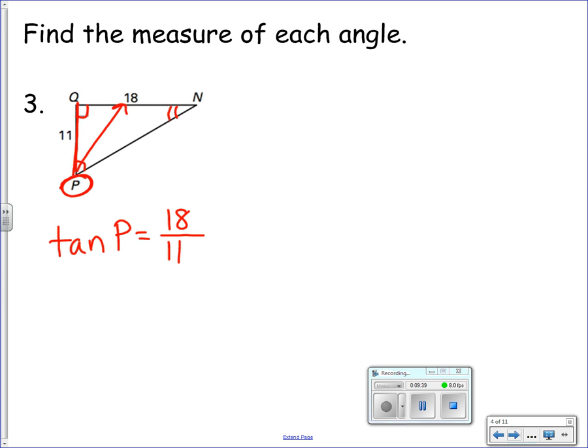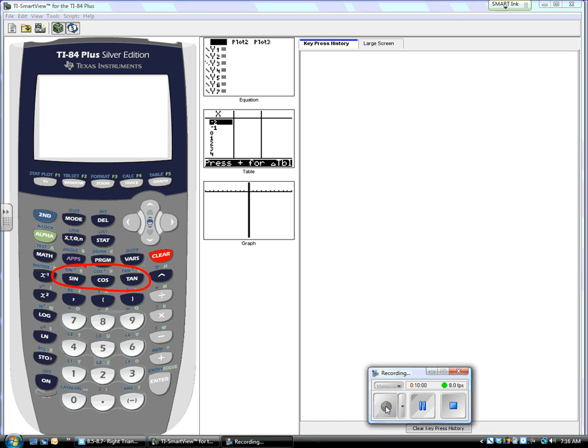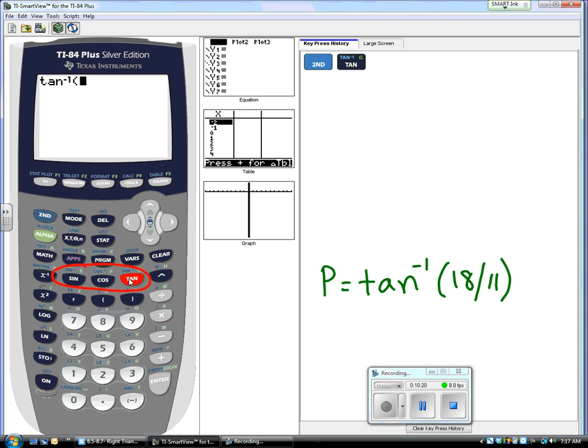Now how I solve for an angle is what we call inverse trig. P is equal to the inverse tangent of 18 over 11. So how we type that in our calculator. Again, angle P was the inverse tangent of 18 divided by 11. Notice the inverse tangent is second tan. That brings up inverse tangent. That's how you solve for an angle.